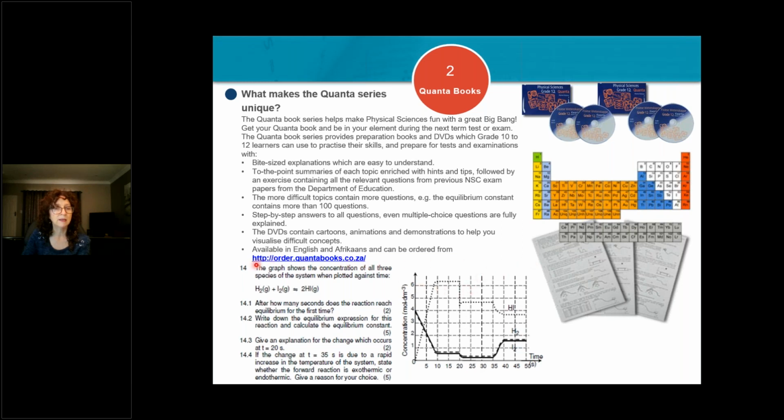Here is an example of one of the exam type of questions. Here you can see a question on the concentration over time graph, the type of questions that are asked in tests and exam papers.